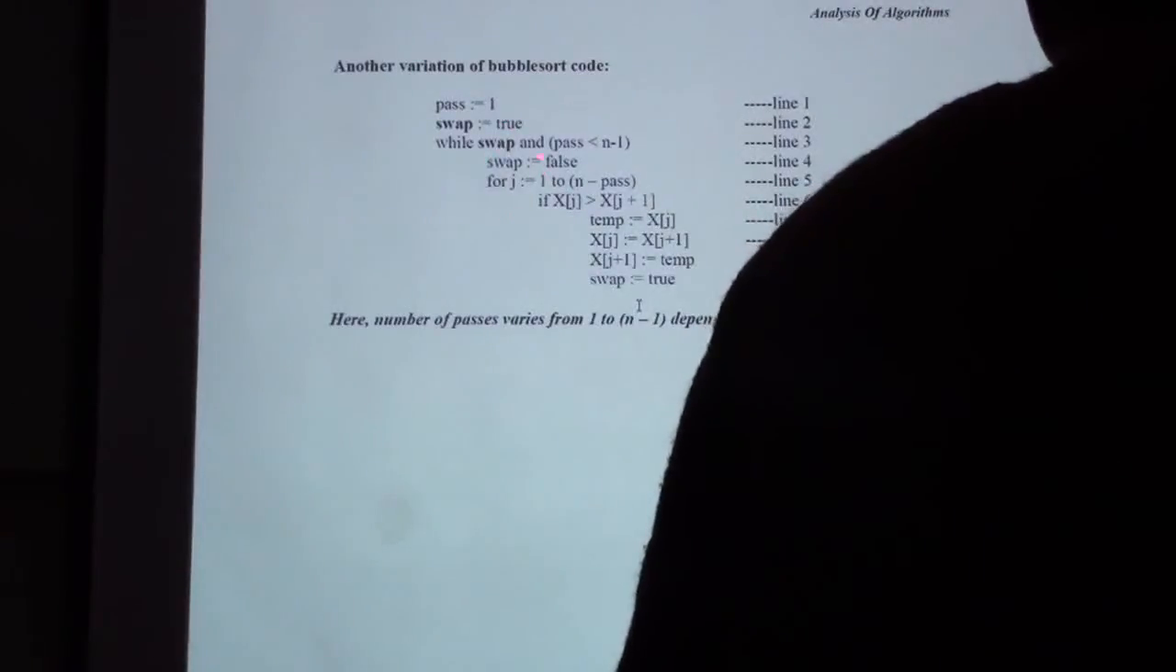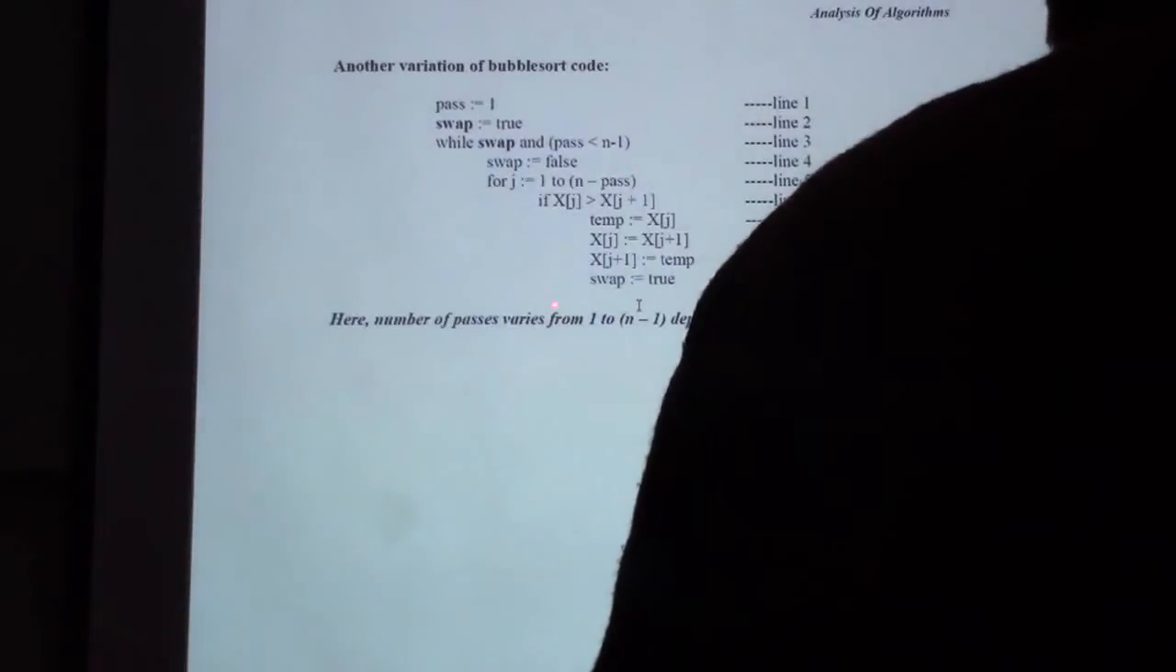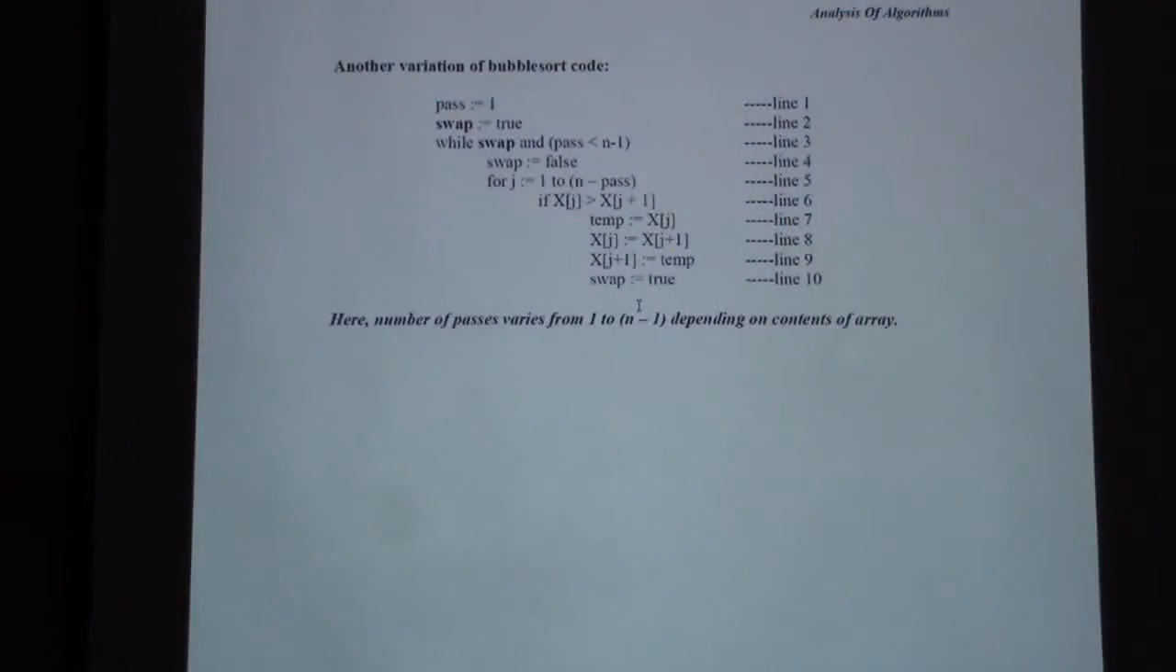Actually, I don't see me moving pass. Pass should be pass plus plus. Yeah, we should have pass plus plus on the inner loop. So after the inner loop is done, we should do pass plus plus, right? Sorry about that. I've been looking at this slide for so many years and never saw a problem with it.